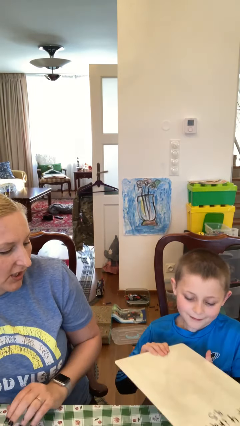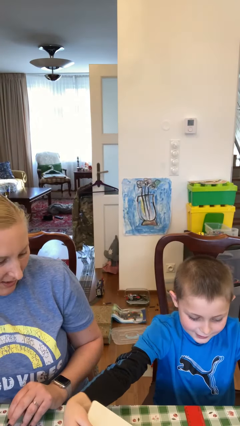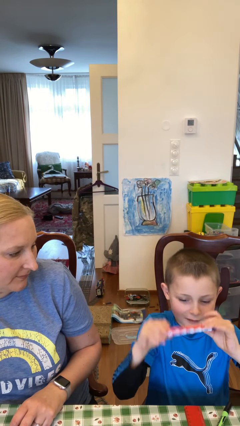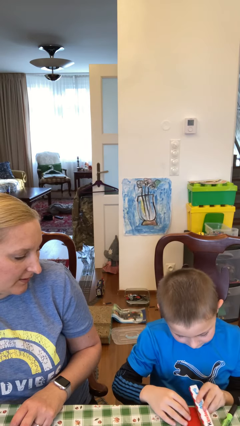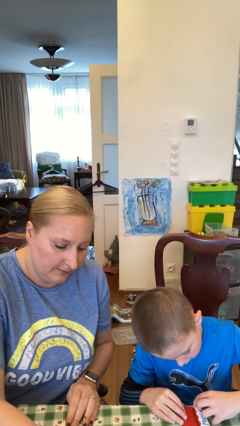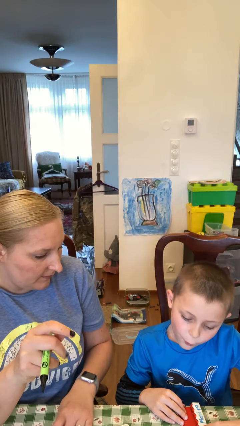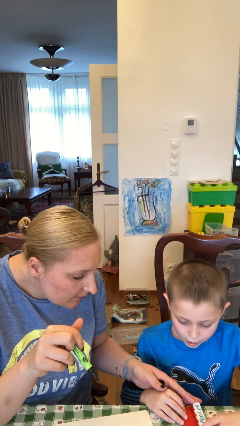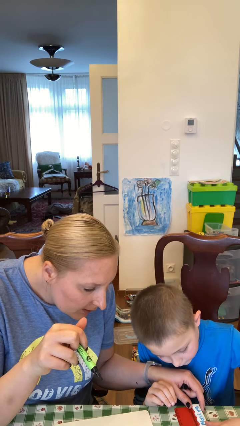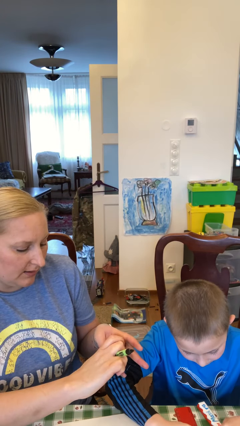Okay, what will you measure next, James? I'm just gonna show one next. Oh, okay. Very good, James. Next one is the Kinder. The Kinder is 4 inches long. Okay, let's do it really carefully. Is it the same size as the Kit Kat? No, it's the one before.